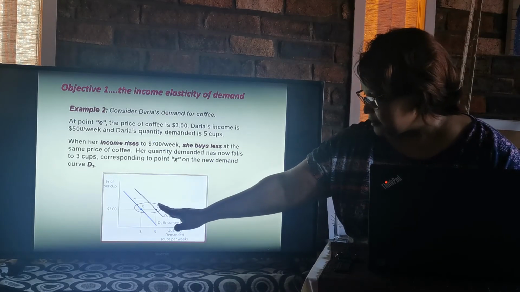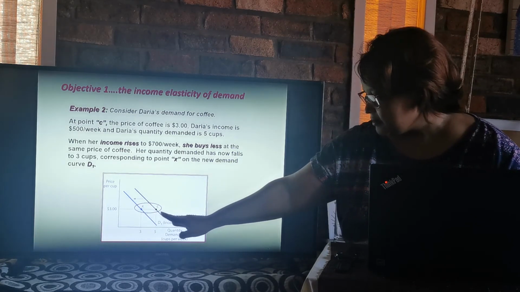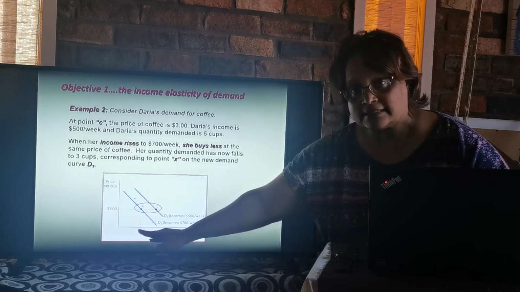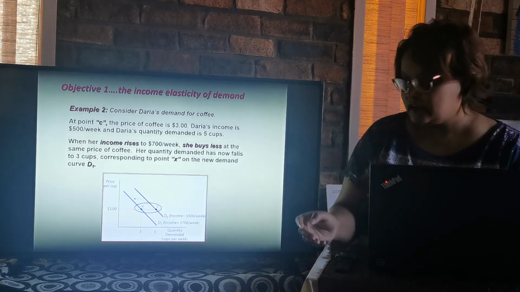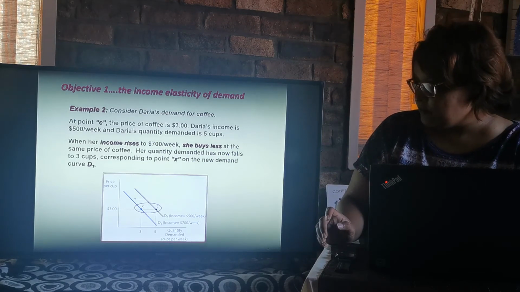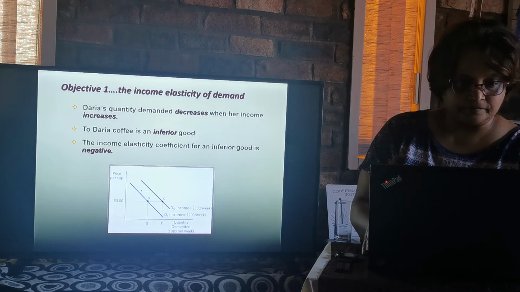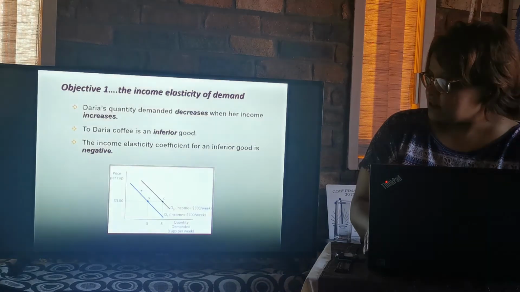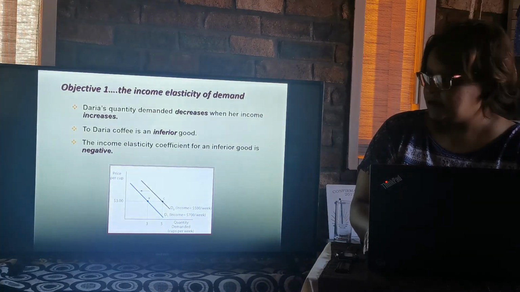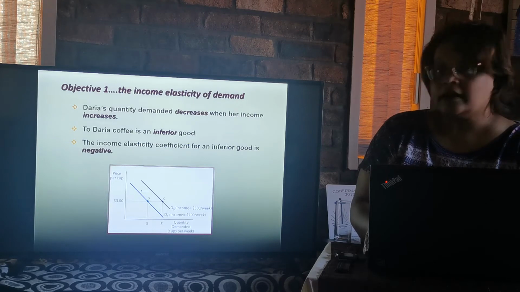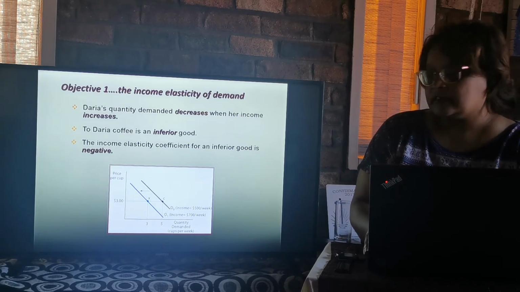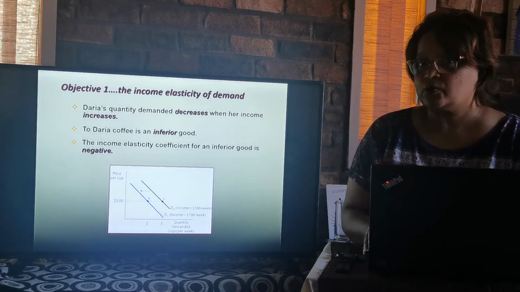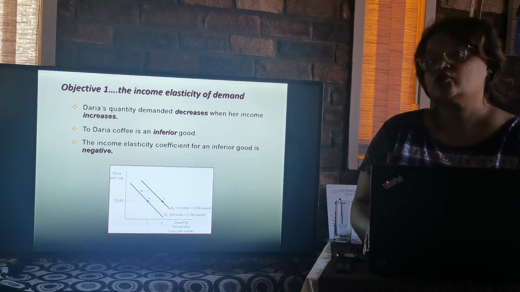From X, now the demand shifts. Okay, 500 a week, now the demand shifts because you are wanting less. So a shift to the left is a decrease, and that means it's an inferior good. What is quantity demanded? It decreases. Just to capture this moment, let it sink in: quantity demanded decreases when income increases. Coffee is an inferior good, not that McCafe is doing a bad job, but just because it's no longer important.